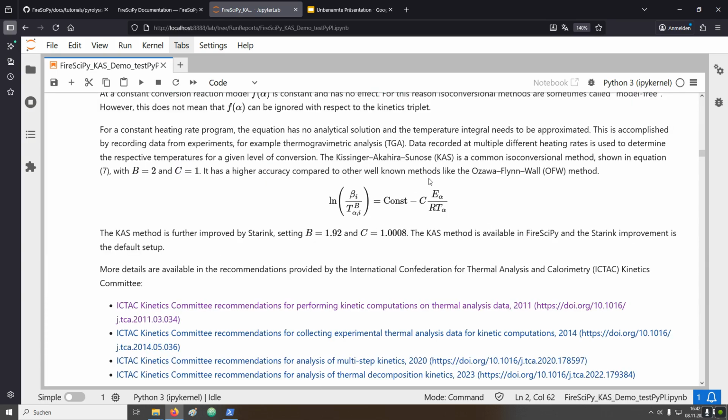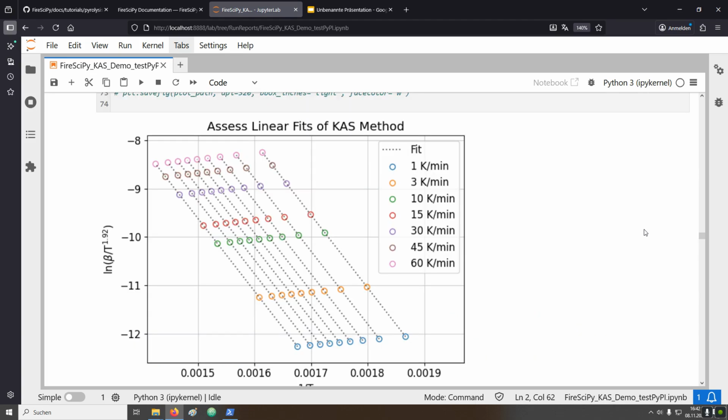Remember the equation from the beginning. We can use the left-hand side as y and 1 over T as x. Then the activation energy can be determined from the inclination of the linear fit. And here is where the recommendations come into play that I've mentioned earlier. The factor of 10 pushes the data from the lowest and the highest heating rates further apart in this plot.